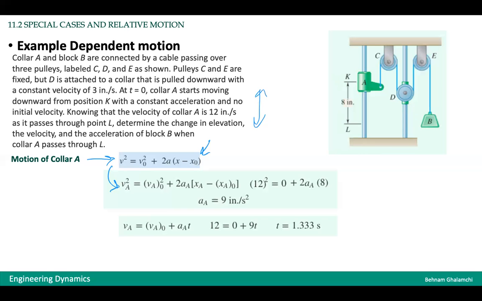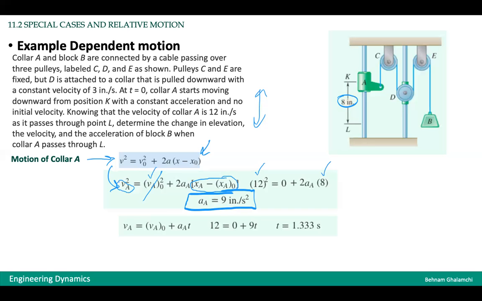It already says that when collar A reaches point L, the velocity is given. That is the velocity, which is 12. Also, we know the displacement of particle A, it's 8 inches during that time. Okay, we can update this 8 inches here, and the initial velocity is given in the text, that is 0. So everything is known except acceleration. Then we are able to find the acceleration of collar A.